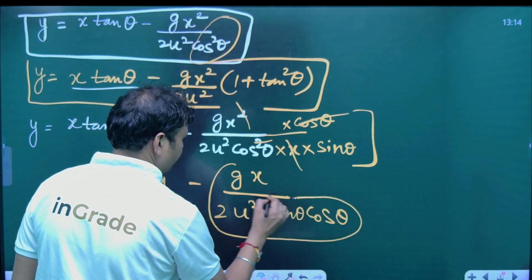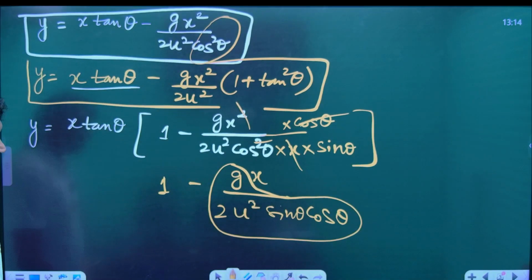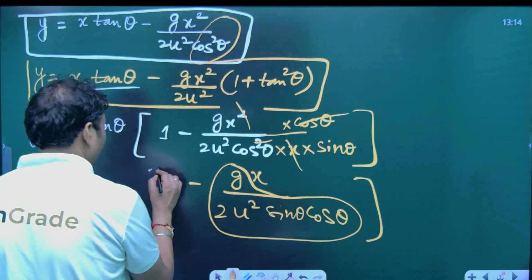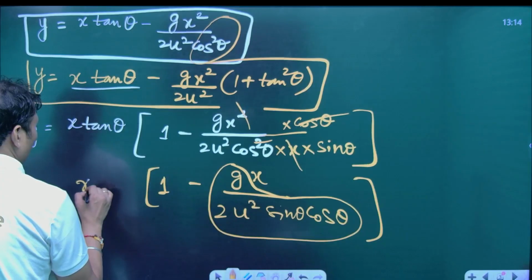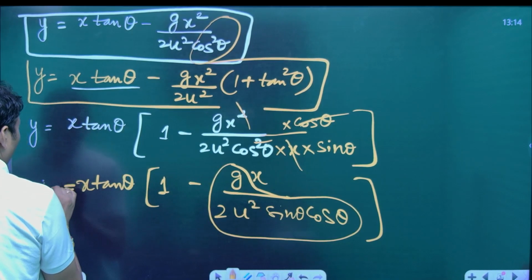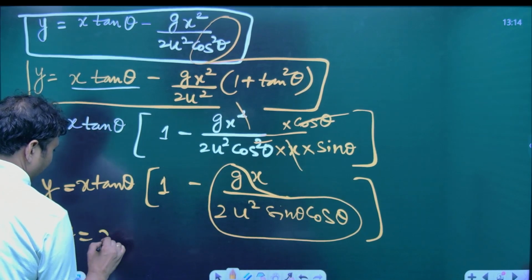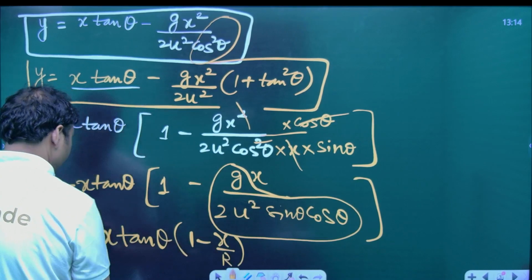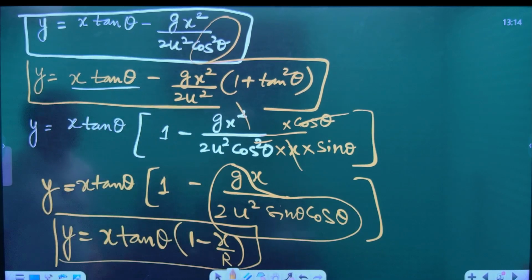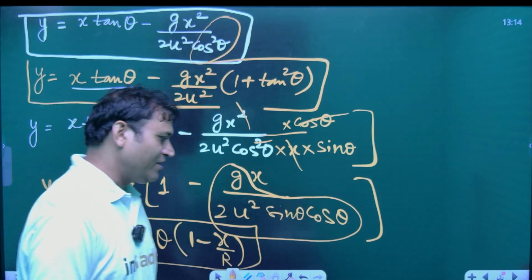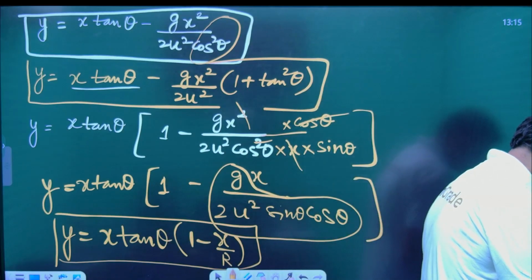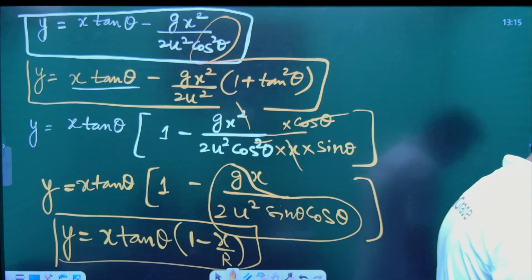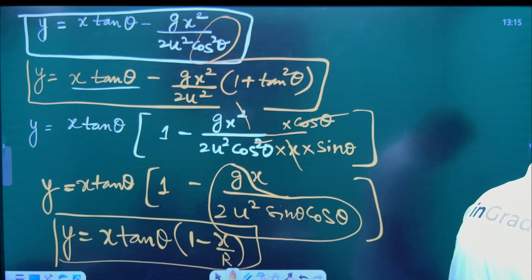If we see this, u square sin 2 theta by g, it is R. Here it is R. So our expression of y can also be written as x tan theta into 1 minus x by R. So these are some of the equations of trajectory of the projectile motion.